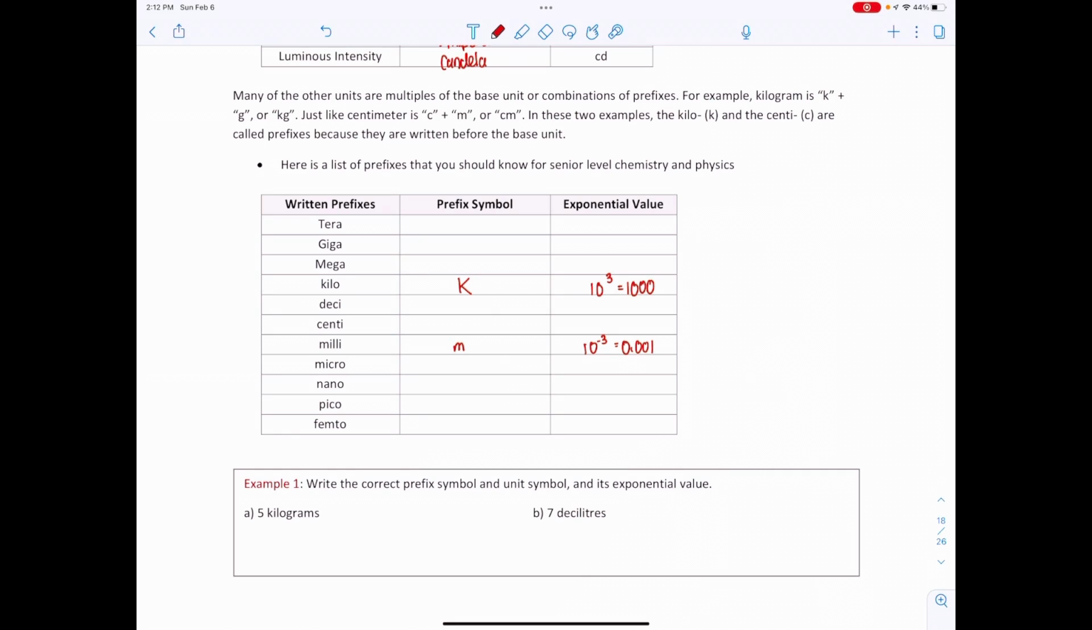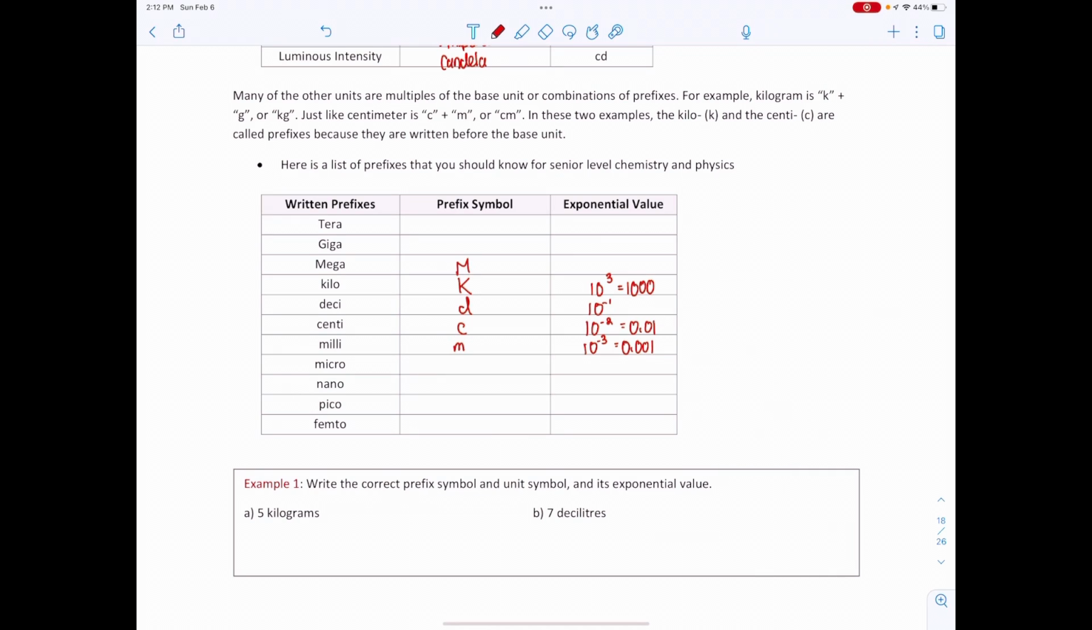So a kilometer is 1,000 meters. If I have a millimeter, that means I have 0.001 of a meter. Then we can go back and forth, figuring out all these different values. Centi, like centimeter, is a value of 10 to the power of negative 2, or 0.01. So 1 centimeter is 0.01 meters. We have deci, like decimeter. This is 10 to the power of negative 1.